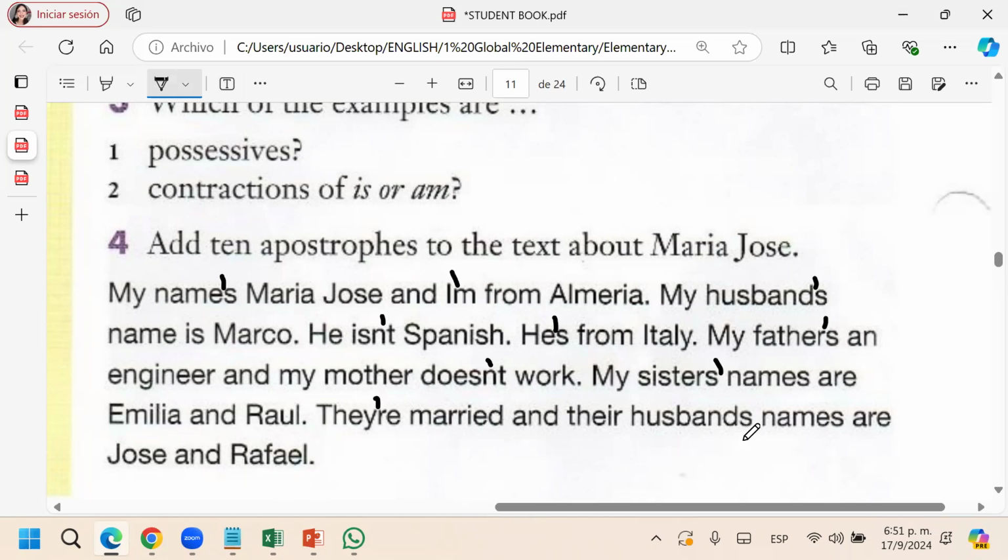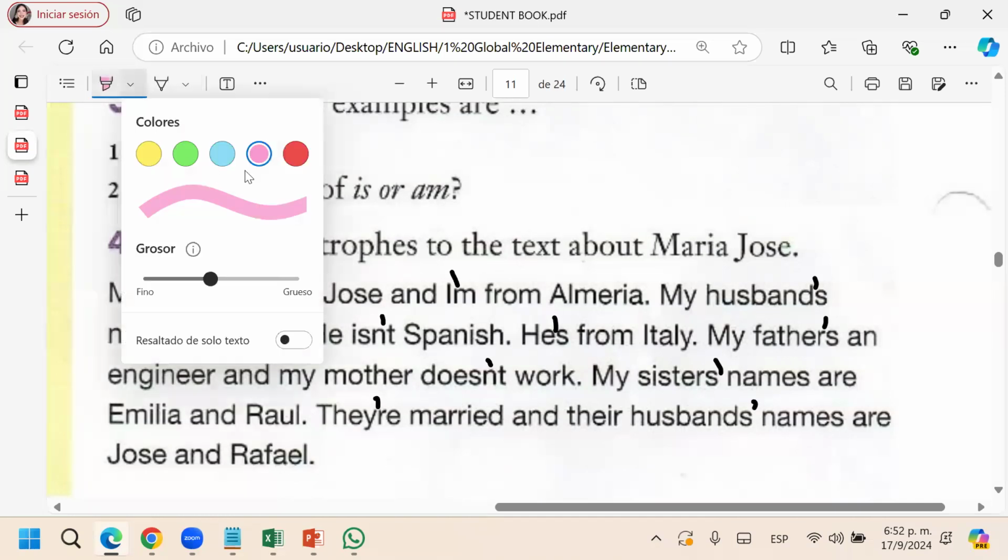Husbands. Here, between D and S, or here at the end? At the end, because they are two. Jose and Rafael. They are two husbands and two wives, Emilia and Raul. They are married. Emilia is married to Jose and Raul to Rafael, apparently. So we have here 1, 2, 3, 4, 5, 6, 7, 8, 9, 10.